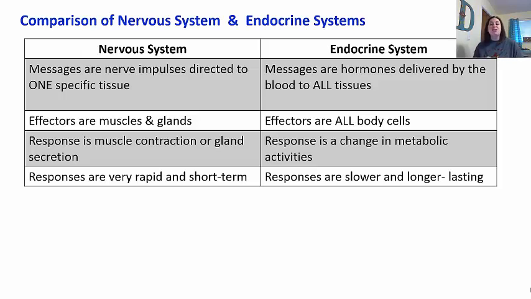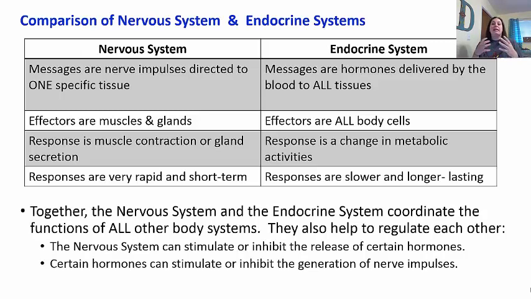These responses, though, are slower. It takes longer for the hormone to get where it's going because it's traveling through the blood instead of a fast action potential through a neuron. So it's going to take longer. However, it has a longer lasting effect. The effect that is given off by the hormone is going to last longer than a nerve impulse is. All right, so these are your comparisons between your nervous system and your endocrine system. Now, together, both of these systems are going to work to coordinate every other system in your body.